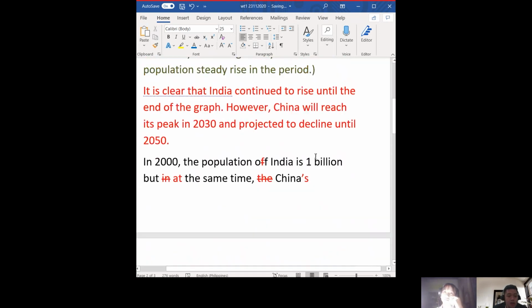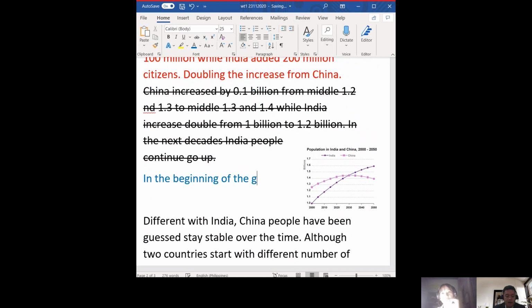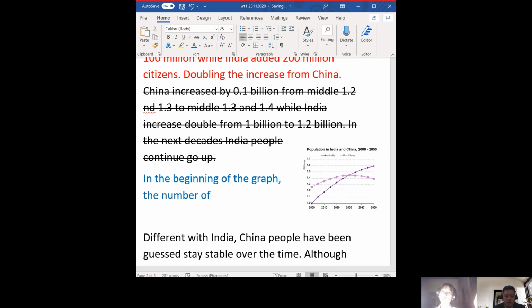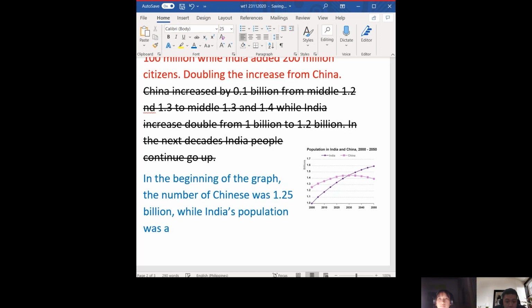In the beginning of the graph, the number of Chinese was 1.25 billion, while India's was 1 billion.